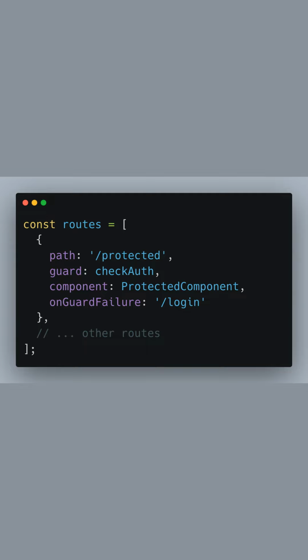Next, we set up our route configuration. Here we have an array named routes, including a route with the path protected. This route is associated with the guard function checkAuth and the protected component. If the guard function fails, meaning the user is not authenticated, the app will redirect to the login path.